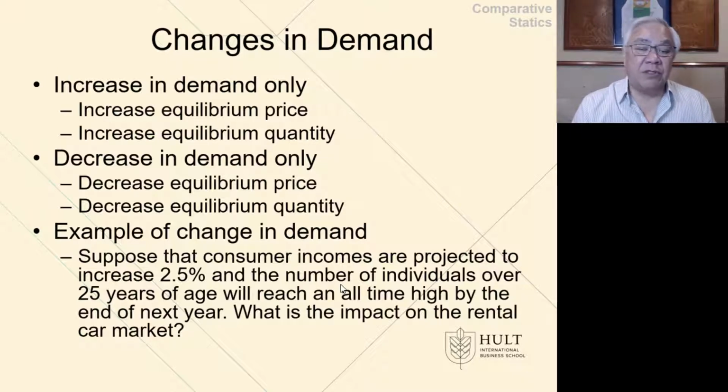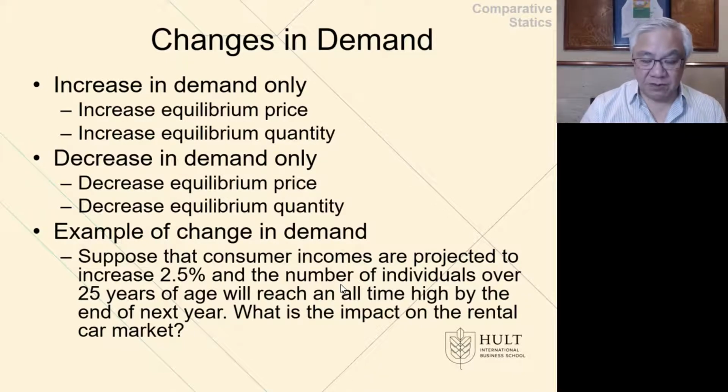So here's an example we'll do graphically. Suppose that the consumer incomes are projected to rise by 2.5%. So the number of individuals that are over 25 years of age will want to rent cars because they're eligible to rent cars at age 25. So what do we think would happen to the rental car market if we see an increase in the incomes and a rising number of people that are 25 years old?